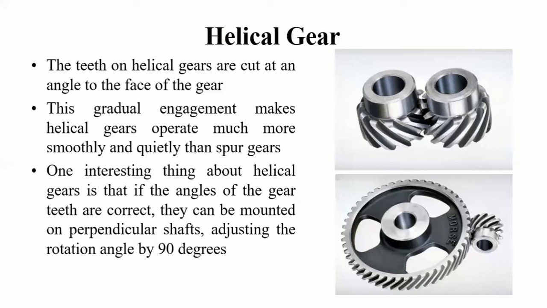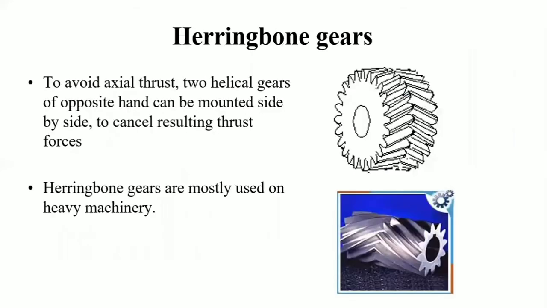So how do we minimize this disadvantage? In order to eliminate this axial thrust, double helical gears, also known as herringbone gears, are used. It is equivalent to two single helical gears in which equal and opposite thrusts are provided on each gear, and the resulting axial thrust is 0. These herringbone gears are mostly used in heavy machinery.